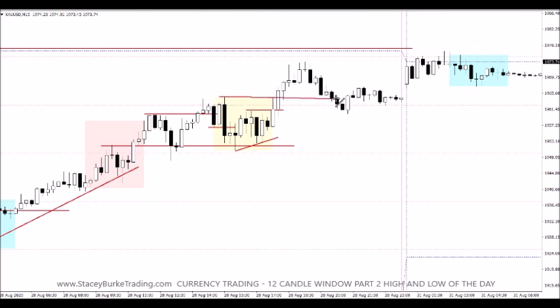So again, emphasizing not that these are ideal trade setups or that this is the trade that we would have took. We're talking about assessing how price behaves at the high and the low of the day.